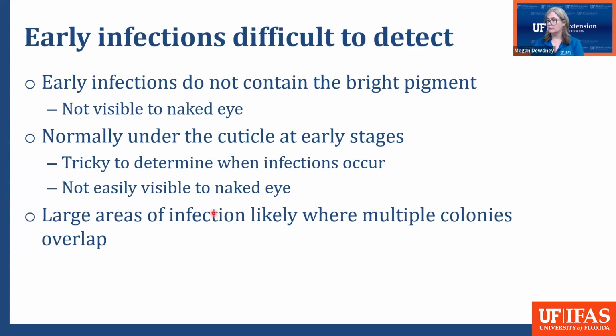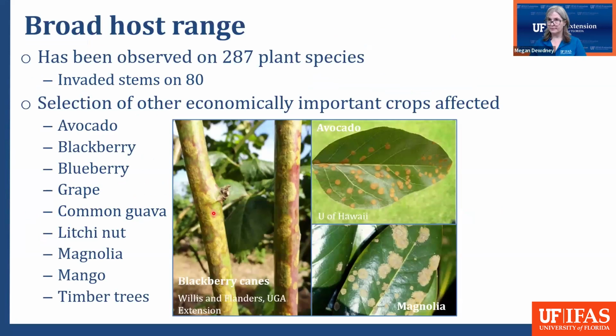And then there are also large areas of infection that come together when multiple colonies are overlapping, or what we call coalescing. As I alluded to, it has a very broad host range. It has been observed on 287 plant species and is known to invade the stems on 80 of those, and probably more. I have a selection here of other economically important crops that are affected in the southeast.